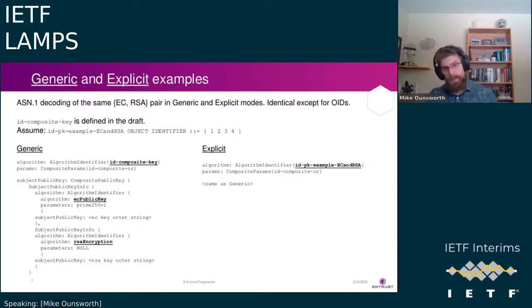So here's, it's a bit squinty in Meet Echo, but here's what this looks like on the wire. In your generic case, the top algorithm identifier is your id-composite-key. Params, we're currently using params to carry the combiner mode, so I've done mode id-composite-OR. And then the composite public key is a sequence of SubjectPublicKeyInfo. So then you just stick in your normal EC public key and you stick in your normal RSA public key, and there you go. Explicit is identical, the only difference being that the top level OID is now an explicit OID, and it's the client's job to check that the inner keys match what's expected.